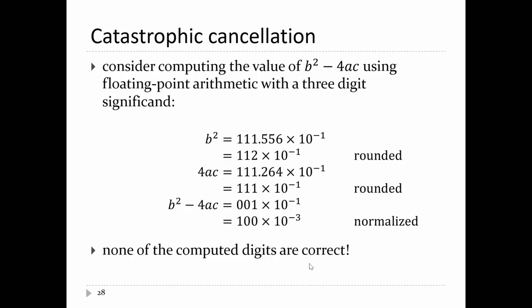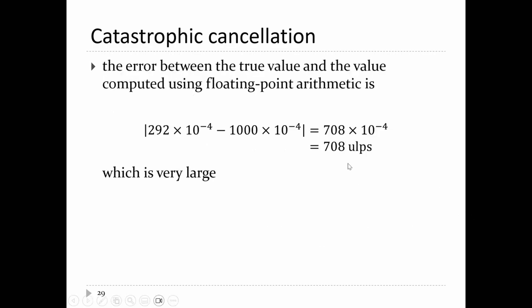And so there is an example of catastrophic cancellation, right? You compute 2 floating point values. The computed values now have some error. When you subtract them, because of cancellation, the final result ends up being very far away from the result that you expect, right? The true error is 708 ALPS, right? Which is very large.